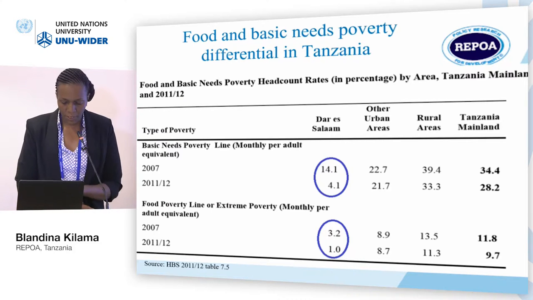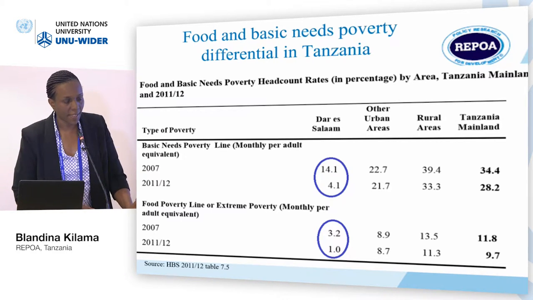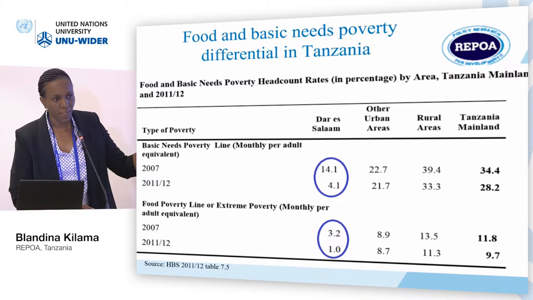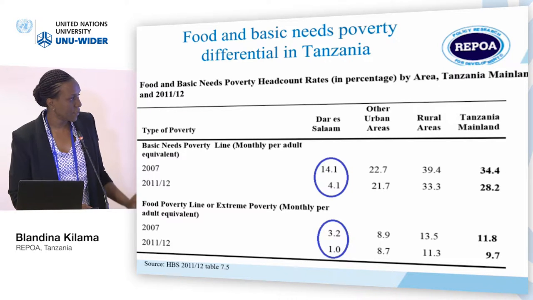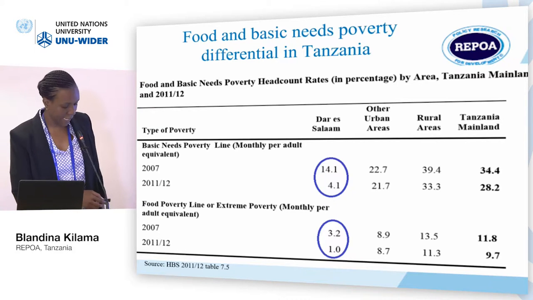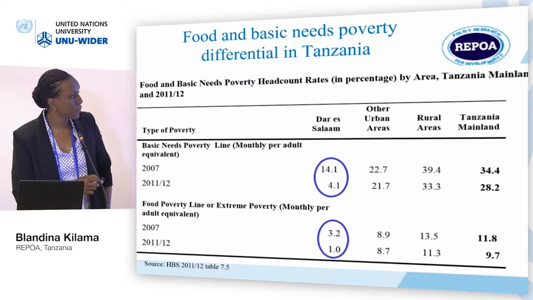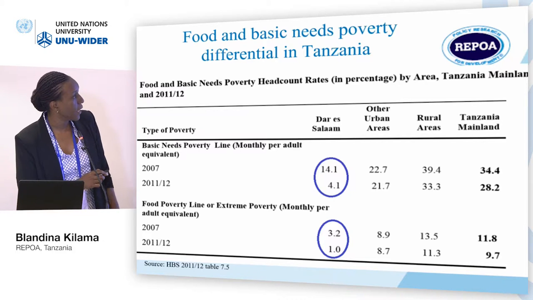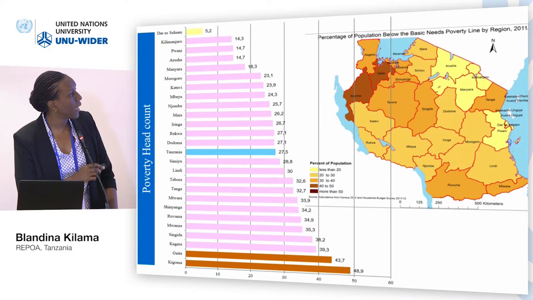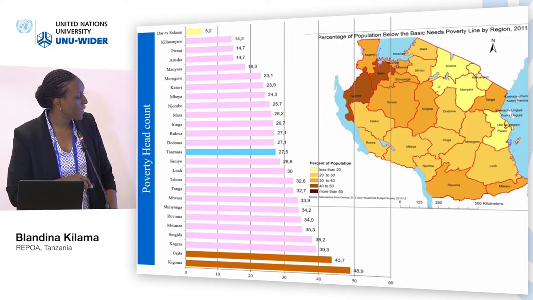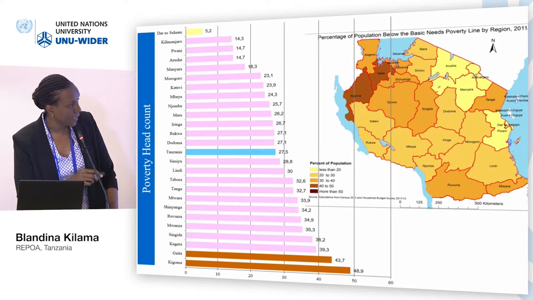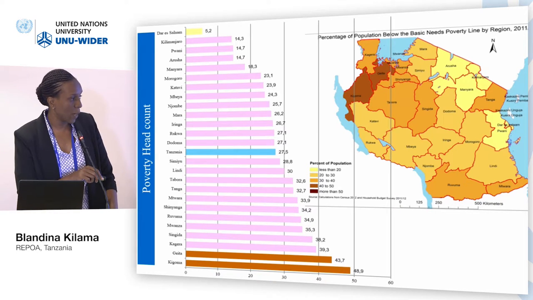Just because we have differences between Dar es Salaam, other urban and rural, it's also important I share with you that there are variations within regions in Tanzania. The map on your right-hand side is Tanzania with the 36 regions. It's exactly the same thing presented, but in this format. Dar es Salaam, as seen before, only has about 5% of people who fall under the basic need poverty line. But then you have the likes of Kigoma, which is right here at the border with Rwanda and Burundi, with the highest level of poverty, up to 48% of the population being poor.